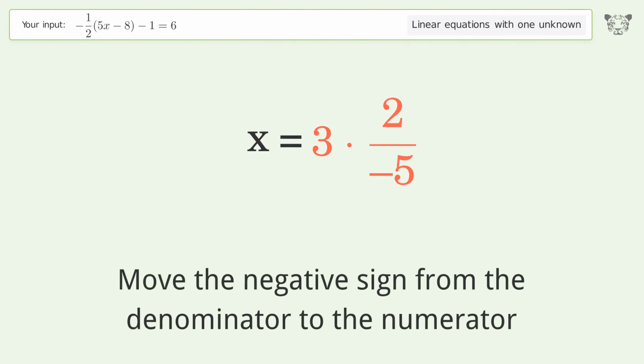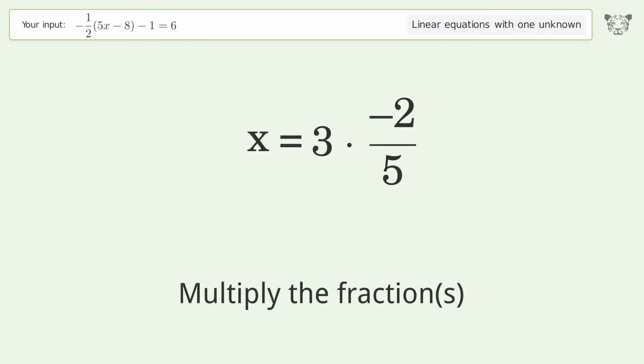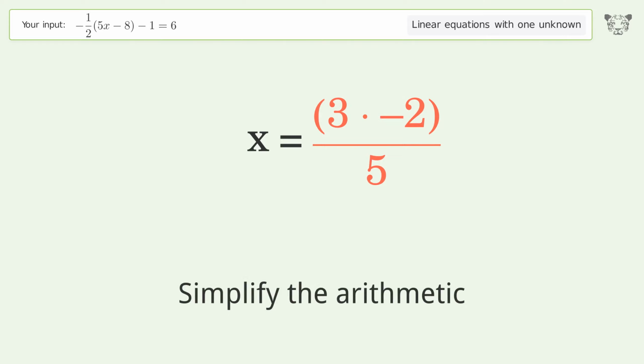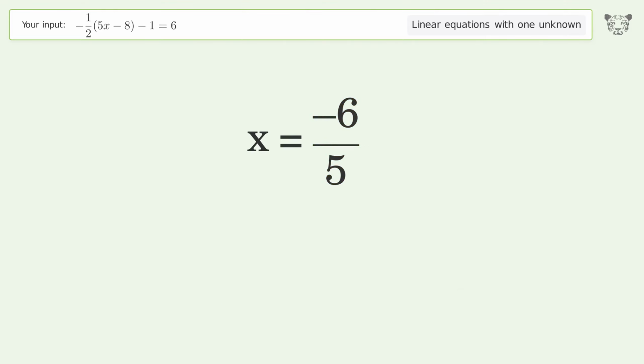Move the negative sign from the denominator to the numerator. Multiply the fractions. Simplify the arithmetic. And so the final result is x equals -6/5.